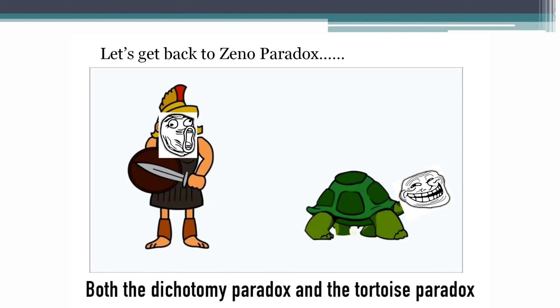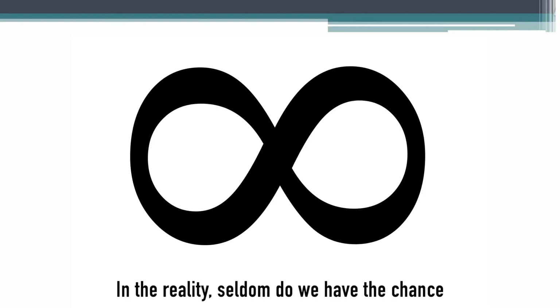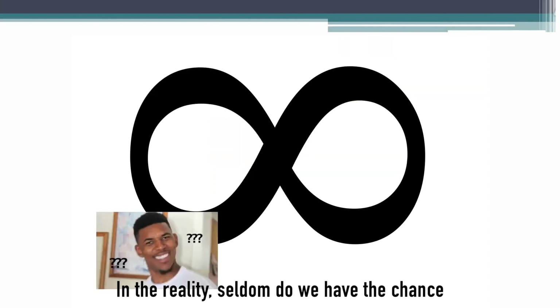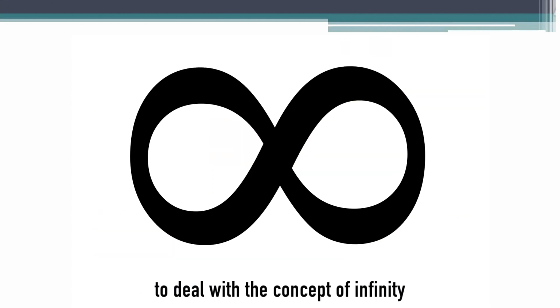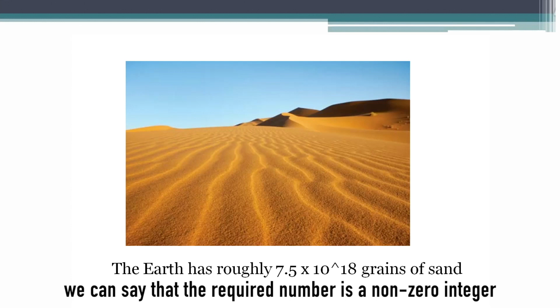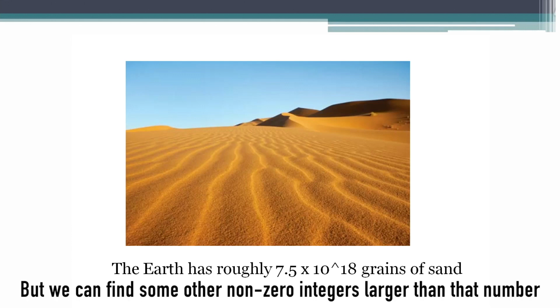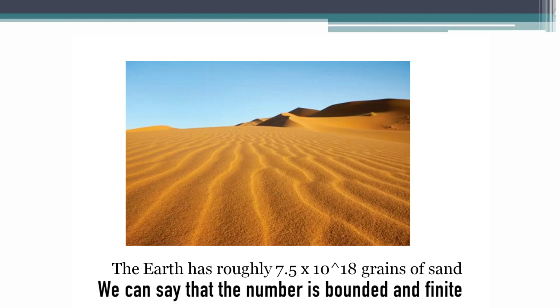Both the dichotomy paradox and the tortoise paradox involve the concept of infinity. What is infinity? In reality, seldom do we have the chance to deal with the concept of infinity. Even if we need to count the number of sand grains in the Sahara Desert, we can say that the required number is a non-zero integer with an extremely large value. But we can find some other non-zero integers larger than that number. We can say that the number is bounded and finite.